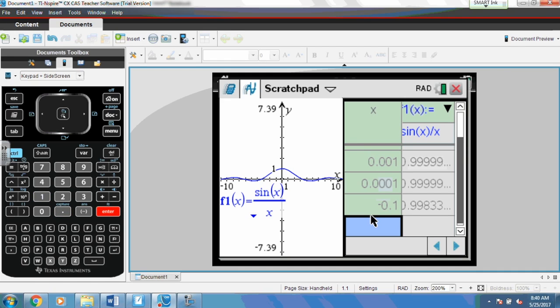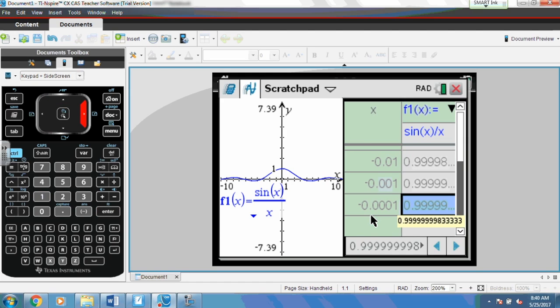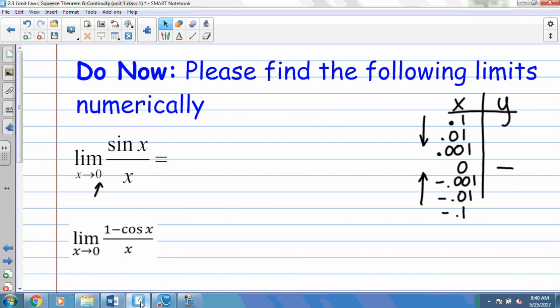Okay, now I'm going to go in the other direction. I need to make sure the right and the left-handed limits are the same. Okay, so negative 0.001. Again, I can try an extra one just in case. Okay, if I scroll over, I can see that full value, and yes, from the left-hand side, it also looks like it's going to 1. So that limit then is 1.